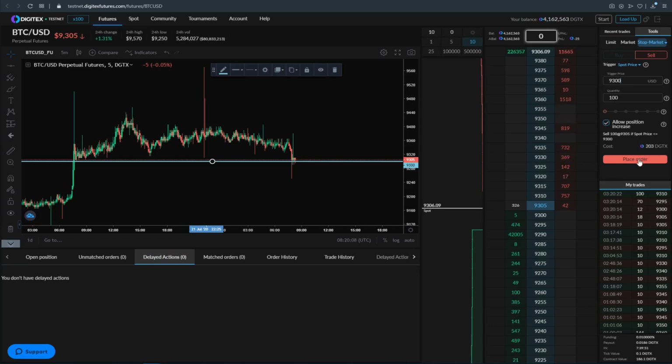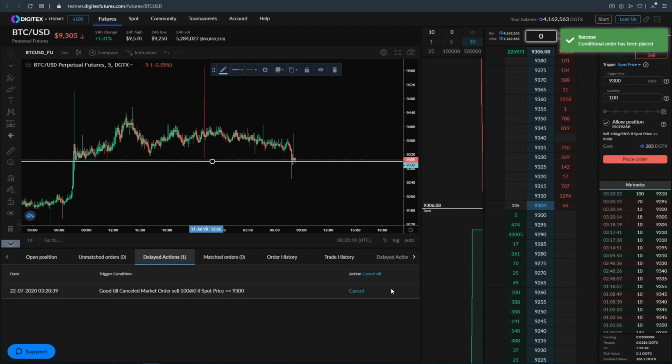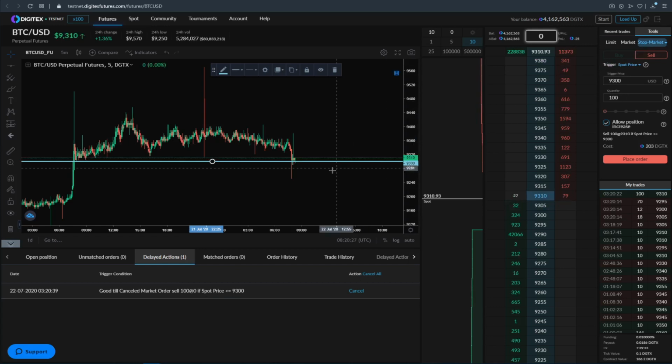So at 9300, we want this to trigger 100 contracts short, and we can set this and forget it and go to sleep, do whatever we want to do, go away from the computer, and we'll have an order that will trigger whenever that level gets broken. And so you can see the spot is at 9307. Once it hits 9300 or less, it'll trigger this 100 contract market sell. And so this is a good way to catch momentum and get into the market when you're away from the computer, and you can have these orders set.